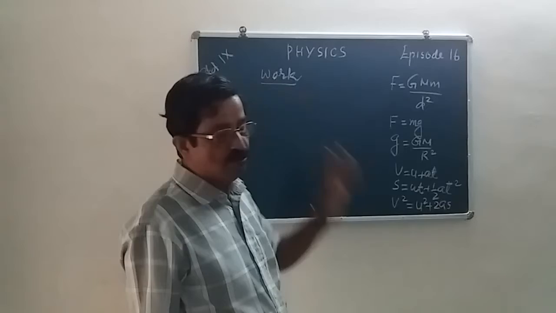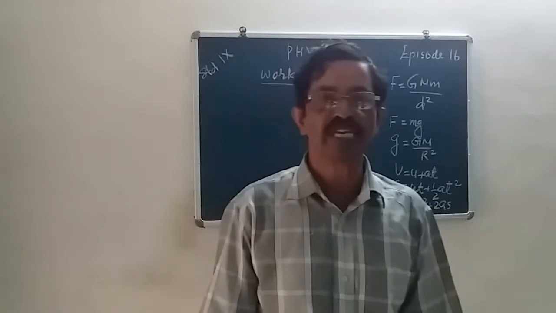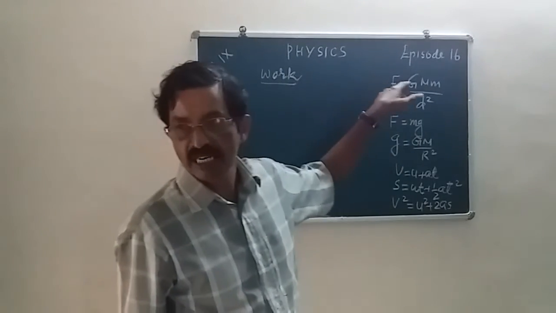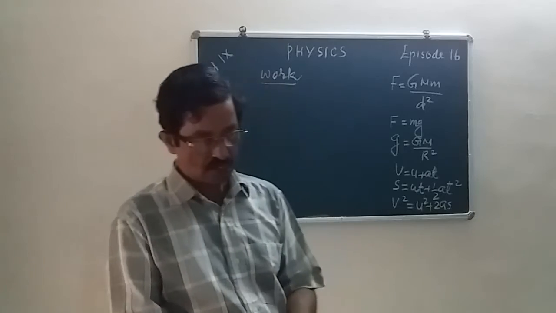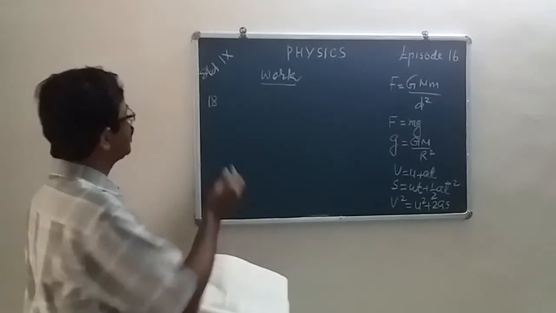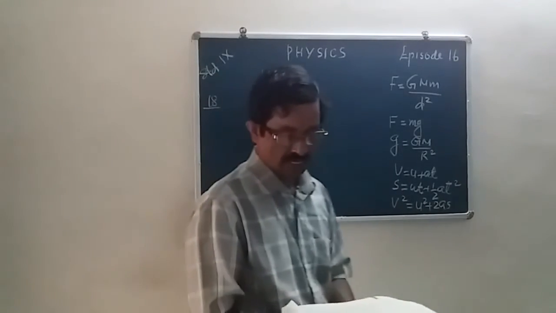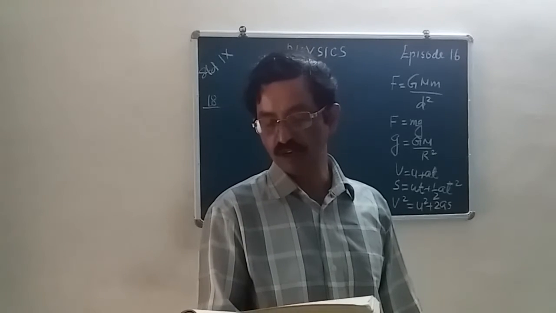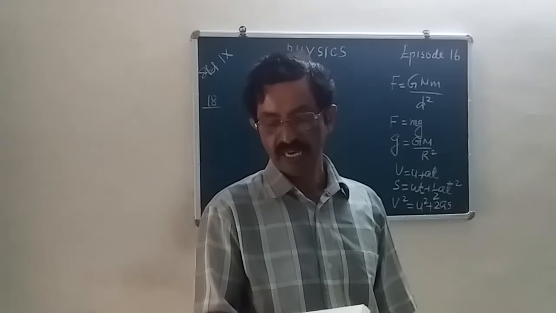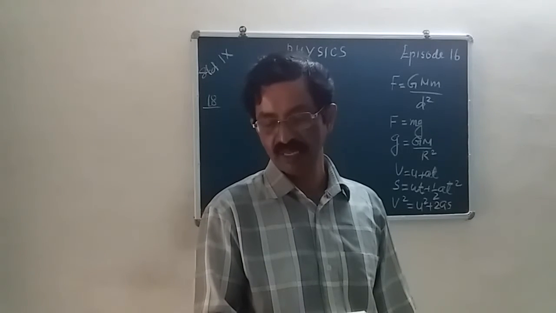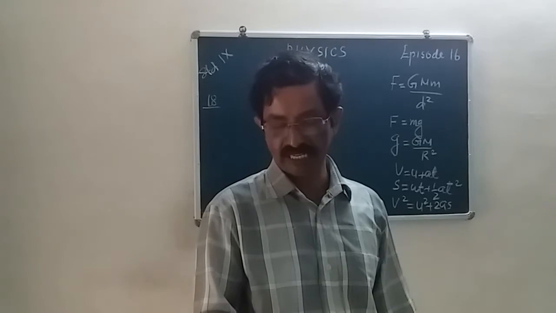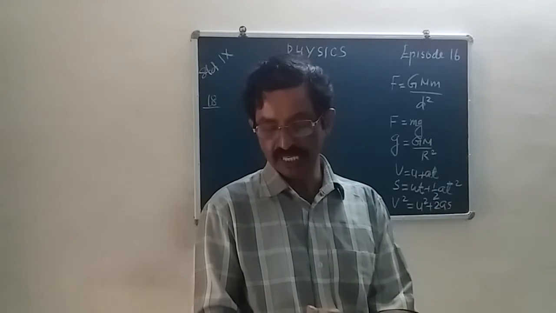Before going to this unit, work, energy and power, we want to solve one more problem from the unit gravitation. That is question number 18. See, the question is given here. A ball thrown up vertically returns to the thrower after 6 seconds. Find A, the velocity with which it is thrown up.